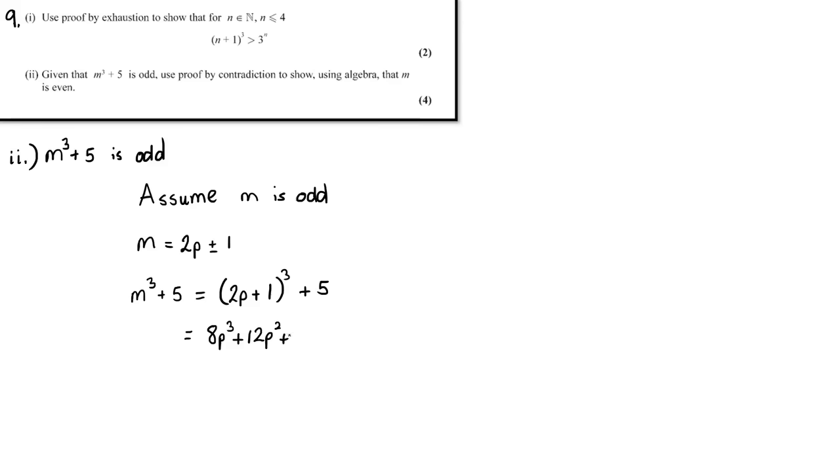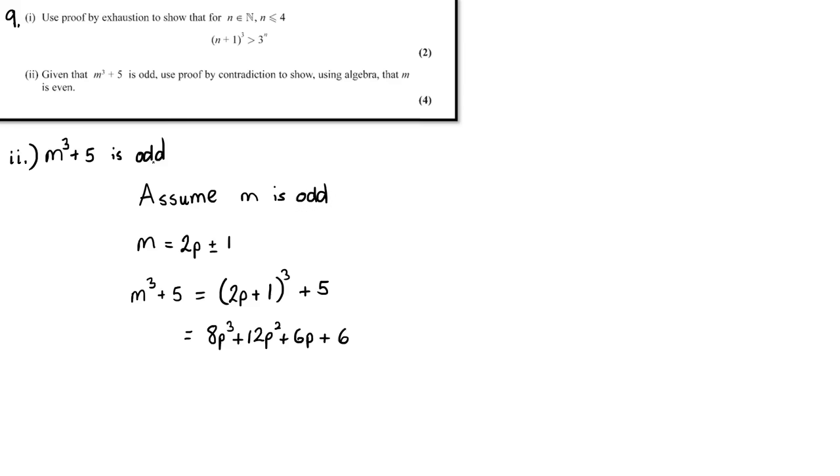You'll get 6p. And then finally you'll get plus 1. And then we add another 5 to give us plus 6 there. Okay. So how do we arrive at a contradiction here? Well, it makes sense then to show that this must be even.